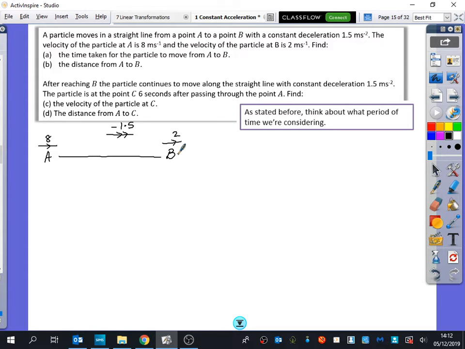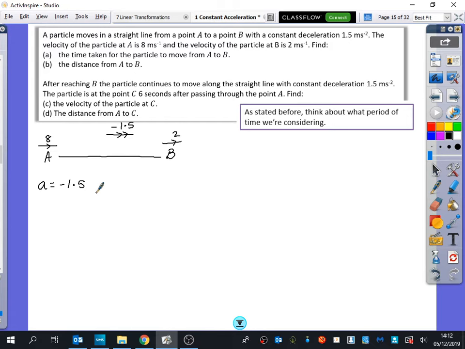Which of those values is referring to the acceleration? Pardon? No, I don't think you've been listening. I've said this is the acceleration, this is the deceleration. It's actually in the question, so just make sure you're reading through and listening when I'm speaking, okay? So we get that the acceleration is minus 1.5. What about any other values you can see here?